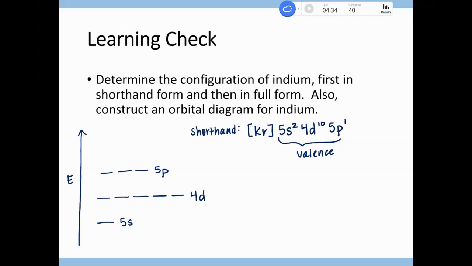So the orbital diagram on an energy scale just for the electrons after krypton. We have 5s, 4d, and 5p. D's have 5 orbitals, p's have 3, s's have 1. The s shell is full, so we draw 1 electron spin up, 1 electron spin down. The d orbital is full, so I'm putting 1 in all 5 orbitals and then pairing up, making sure 1 electron is spin up, 1 electron is spin down for each orbital within the d shell. And then within the p shell, we have 1 electron there. That can be spin up or spin down.